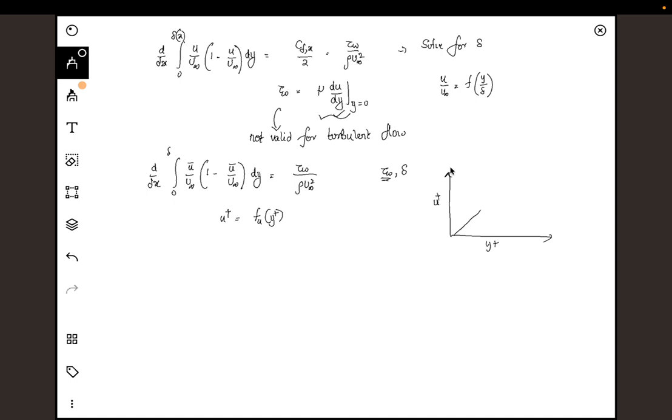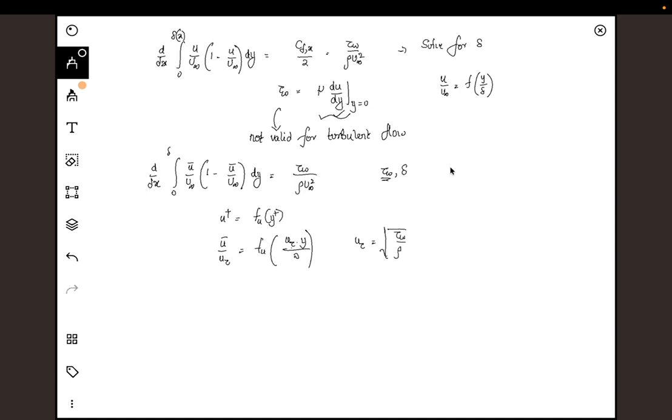Close to the wall it will be linear and then it will follow a different profile, which we have seen before. So we'll use some functional form for this, and that functional form will be my new equation. So what is u plus? u plus is u bar by u tau, and y plus is basically u tau into y by mu, where u tau is the square root of tau w by rho.